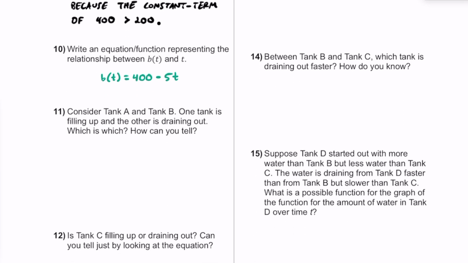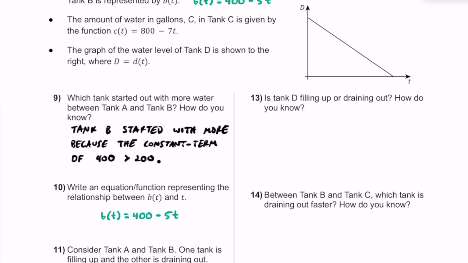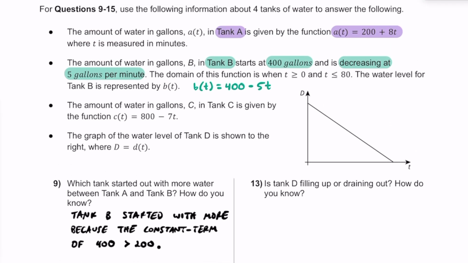For number 11, it says consider tank A and B. So let's look at A and B again. One tank is filling up and one tank is draining out or losing water. Which is which, and how can you tell between these two? Well, I did mention this a little bit ago. If we look at those two functions again, our a of t function and our b of t function, one is gaining water and one is losing water.